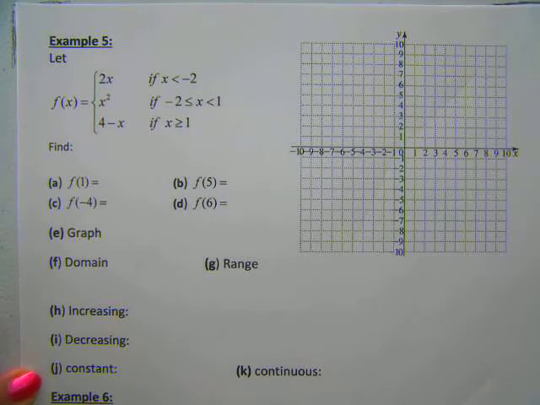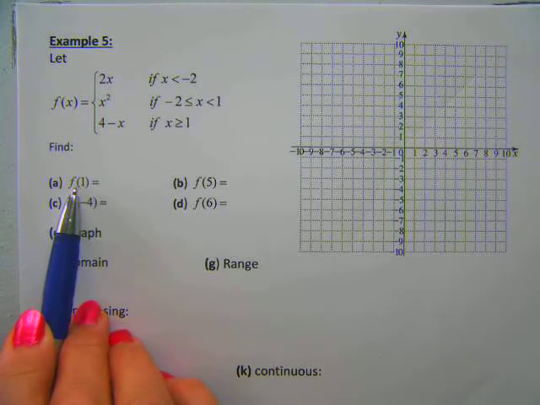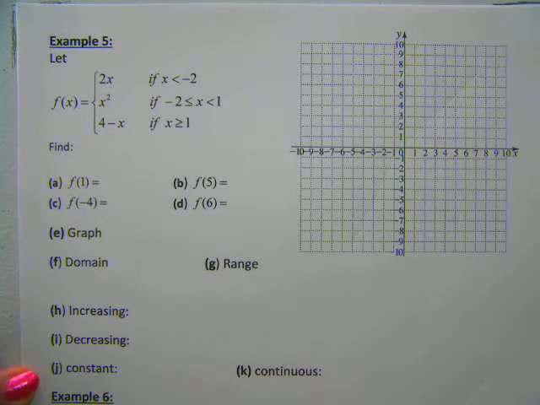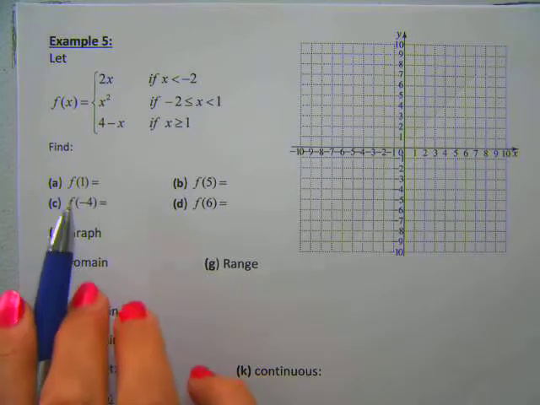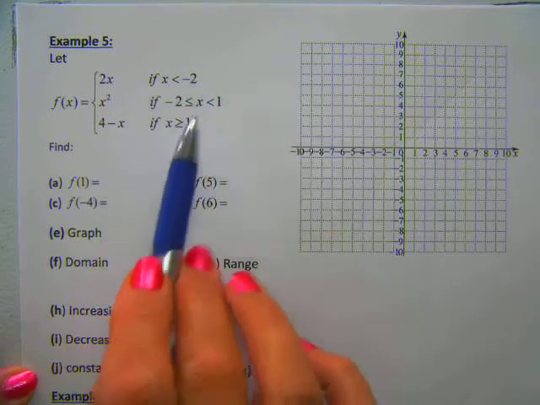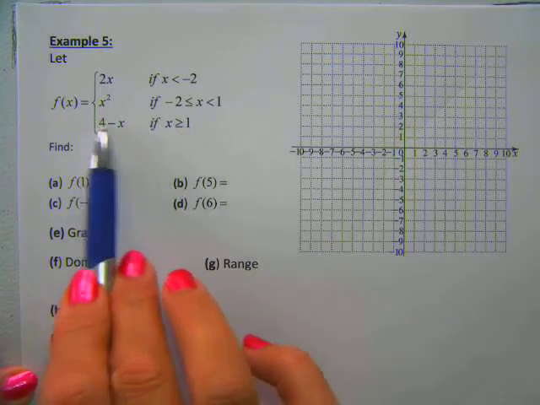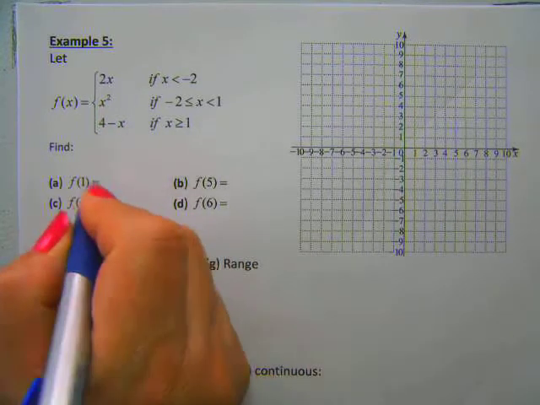So first, let's evaluate at 1. I might change some of these, it's okay. Where is the function equal to 1? There's the equal sign, so I'm going to have to evaluate the 1 on here. So it's 4 minus 1, which is 3.